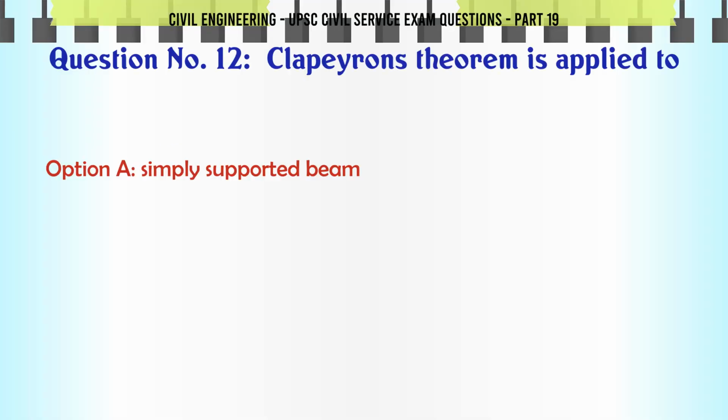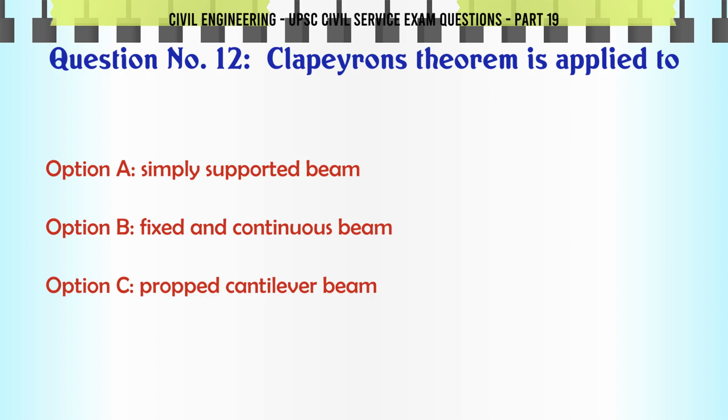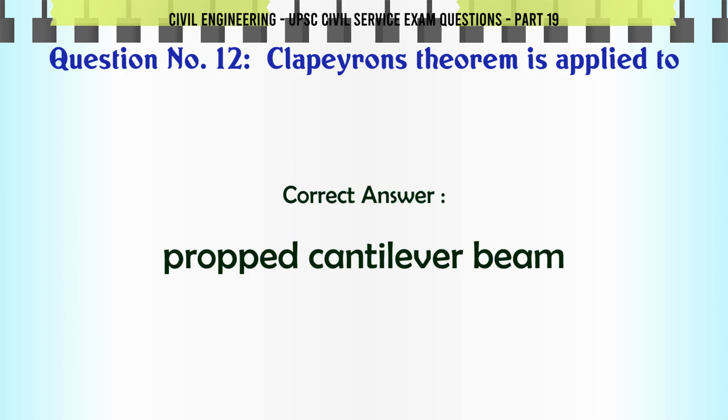Clapeyron's theorem is applied to A. simply supported beam, B. Fixed and continuous beam, C. Propped cantilever beam, D. Continuous beam only. The correct answer is propped cantilever beam.